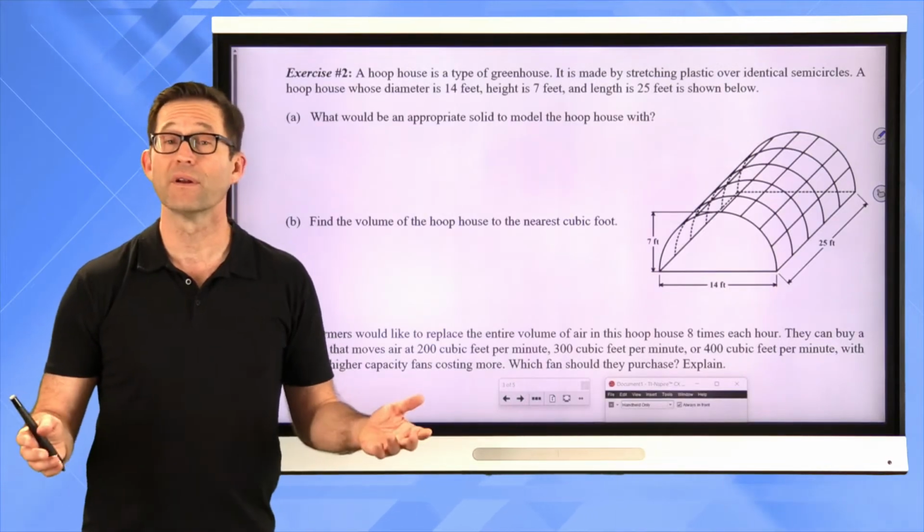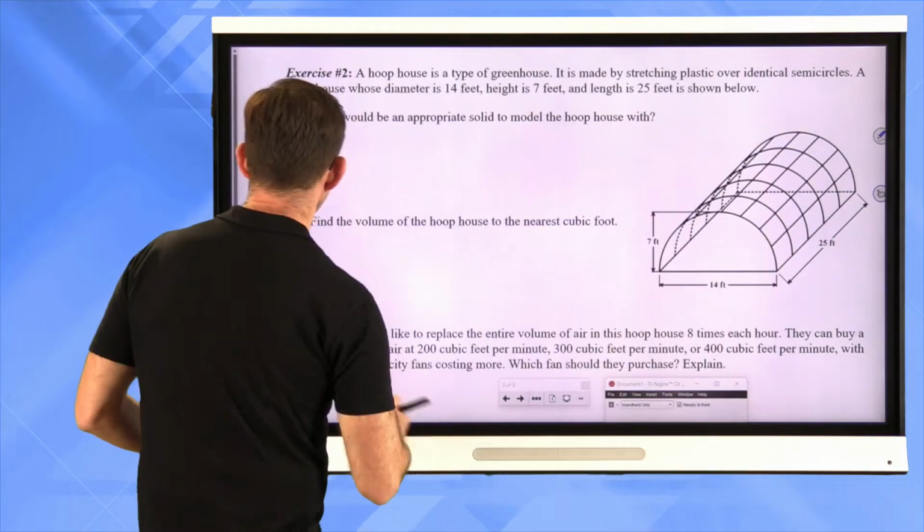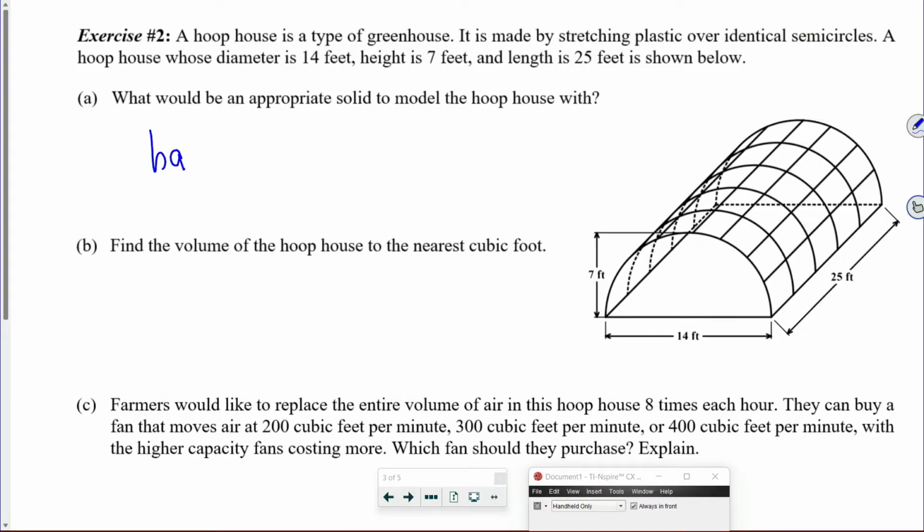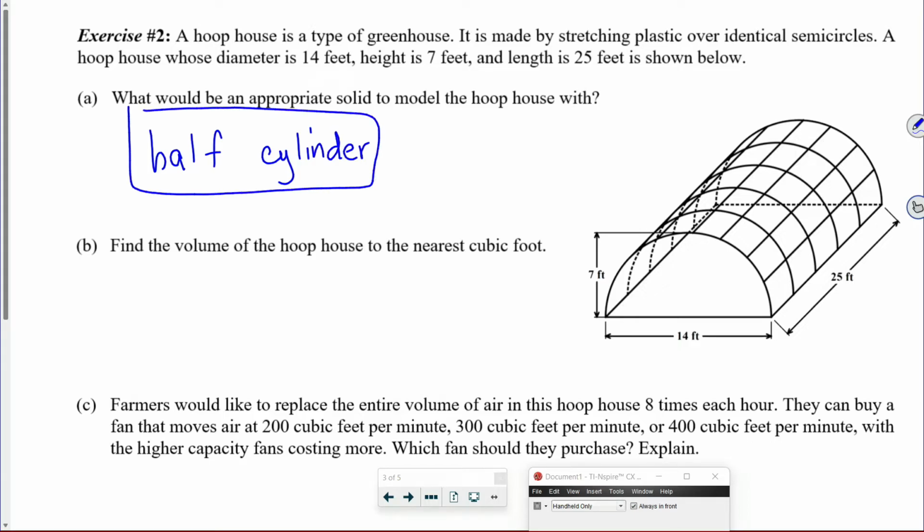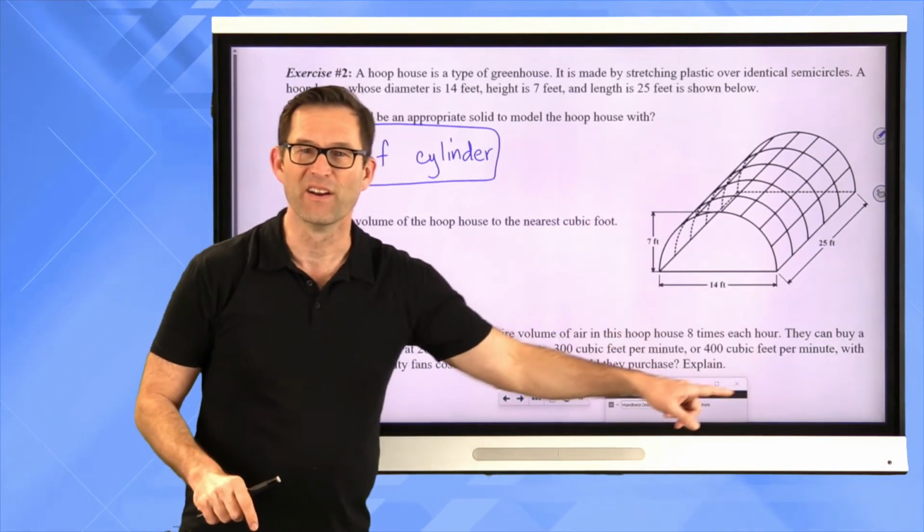All right, well, I'm going to say a half cylinder. I wonder if semi-cylinder is correct. I don't know, I've never heard that term. I'm going to call it a half cylinder. That's what we've got, a half cylinder. The other half would be kind of down here.